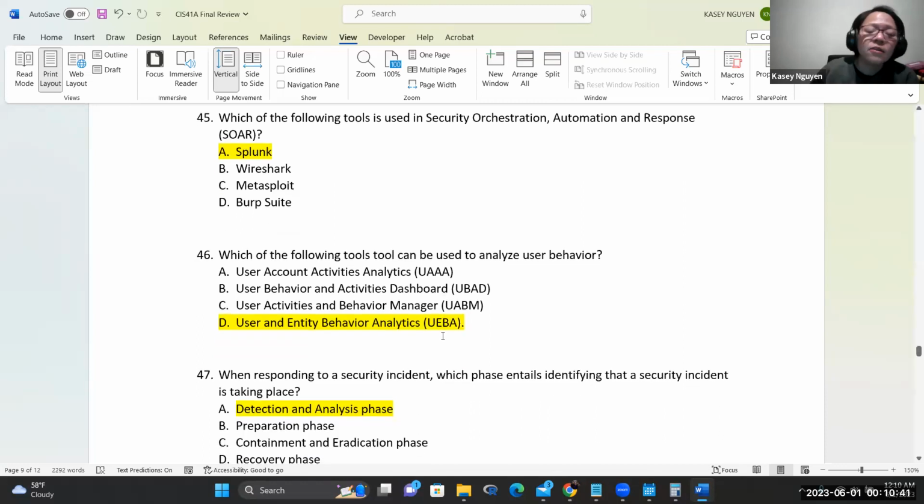46. Which of the following tools can be used to analyze user behavior? And that's your option D, User Entity Behavior Analytics, UEBA. None of the others actually exist. So this particular tool allows you to look at your system and user behavior. And you can also look at how the trend in certain behavior can be built over time through the baseline.